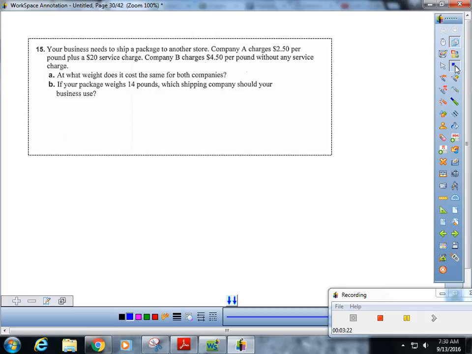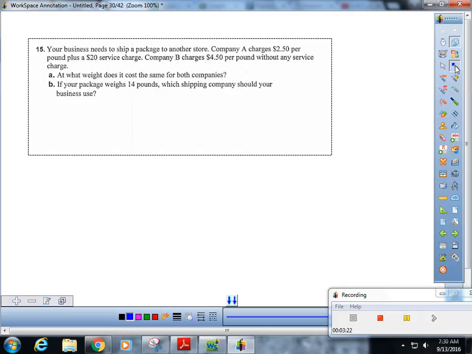So, your business needs to ship a package to another store. Company A charges $2.50 per pound plus a $20 service charge. This is pretty standard practice in Algebra 2. Think about the service charge like your delivery fee when you're paying for pizza. Does that make sense? You only pay it one time. And then that's going to be your y-intercept.